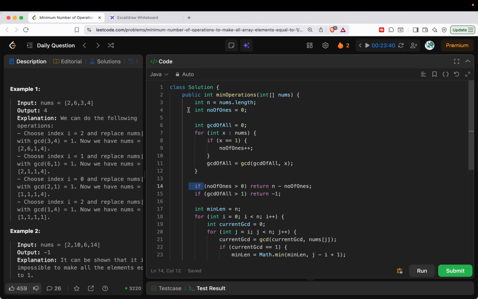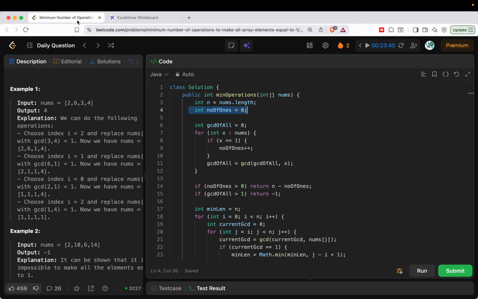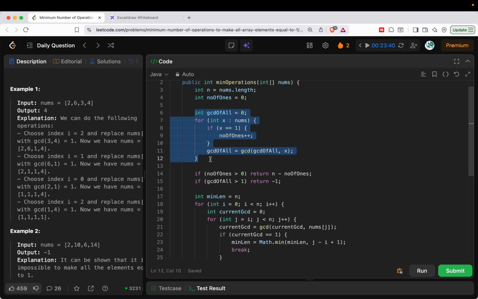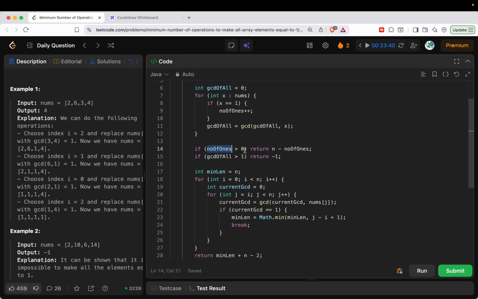Initially I was checking if it contains any ones or not. If there is any one, that means the number of operations required will be n minus the number of ones, right? So I'm checking whether there are any ones in my given array, and simultaneously I was also trying to identify the GCD of all the numbers, because while traversing the given array I was also keeping track of the GCD of all my elements. The moment I have finished iterating through the entire array, if the number of ones is at least 1, that means there is at least one 1 in my array, so the number of operations required will be n minus the number of ones.